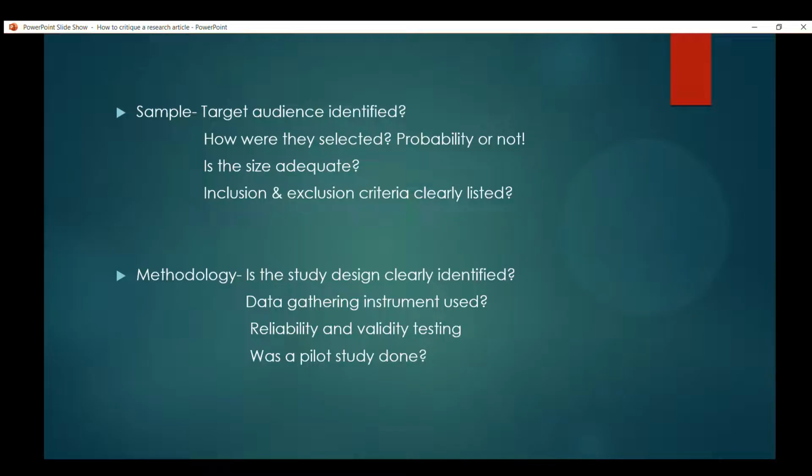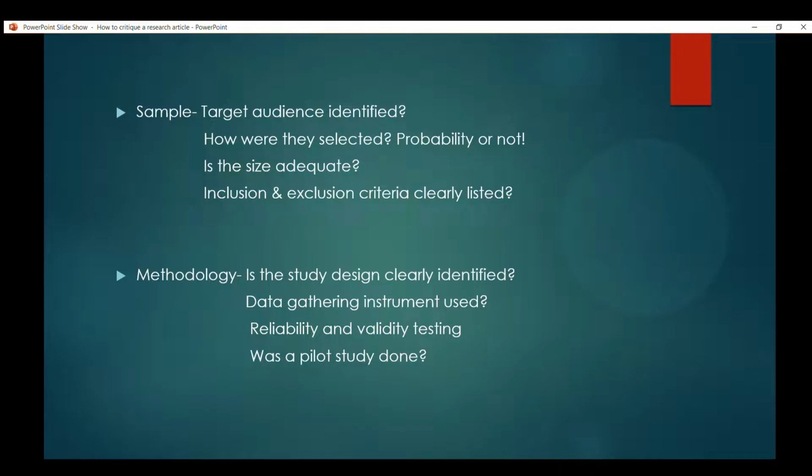Although most people believe that the gold standard is randomized controlled trials, that doesn't mean that randomized controlled trials apply to all research. It might not be the best for some forms of research, you get, but then you still have to state what type of study design was used. And then when the study design was used, what instrument was used to gather data? So how was the data gathered?